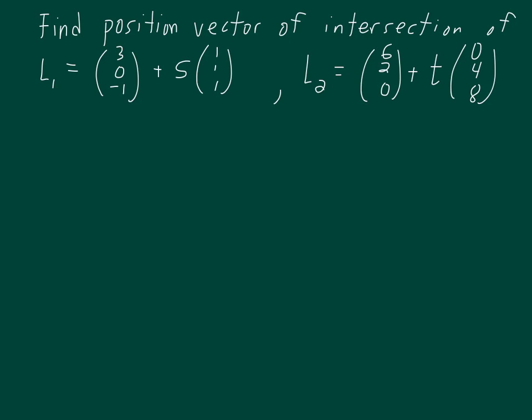Okay, last example. This time we're looking to find the position vector of where these two lines intersect. Notice it's in 3D, and this time we're not going to be doing it geometrically or graphically. So we're just going to simply start by setting these two lines equal to one another. And notice how we don't have r equals, we have capital L sub 1, that just stands for line 1, and then we have line 2. So let's set these equal to each other.